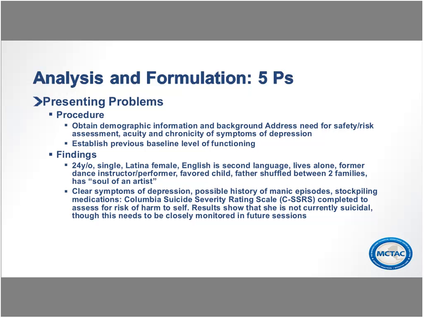We obviously need to pay attention to that. We'd want to use an evidence-based tool like the Columbia Suicide Severity Rating Scale to assess for risk of harm to self. We really want an evidence-based approach and safety first, of course. Let's get a sense of the level of severity of those suicidal concerns. Let's say the results showed that she's not currently suicidal, though of course this needs to be closely monitored in future sessions. We want to begin to ensure safety and work with her on that.